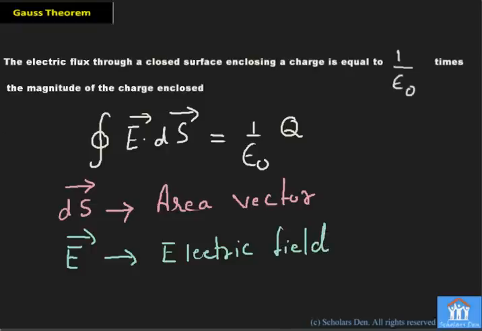When E and dS combine together, that is E dot dS, we get a term which is known as flux, denoted by phi. It means the dot product of two vector quantities, which is a scalar quantity. If we have clear knowledge of the area vector, if you understand what the electric field is, and if you know the meaning of flux, then we can understand what the Gauss theorem is.